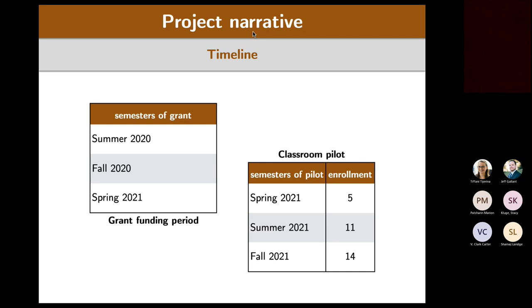The timing of the project was a little awkward. The grant funded 2020 to 2021. Of course, spring 2021 was a very difficult semester. Enrollment was terrible. I only had 5 students, and there was a dicey moment when I thought the class might not make, in which case I'd be telling you right now, I made these materials and I've never piloted them. Well, I did pilot them, just only with 5 students.